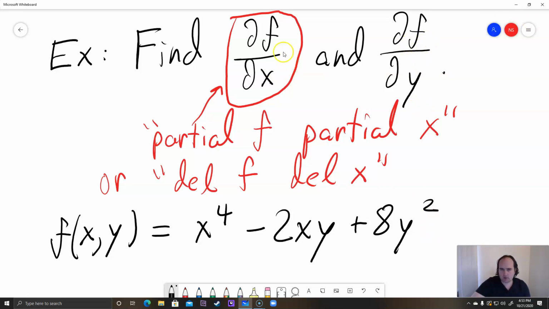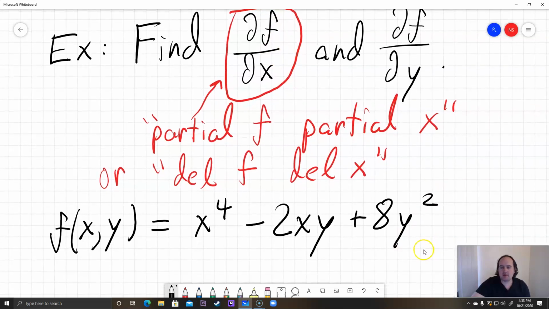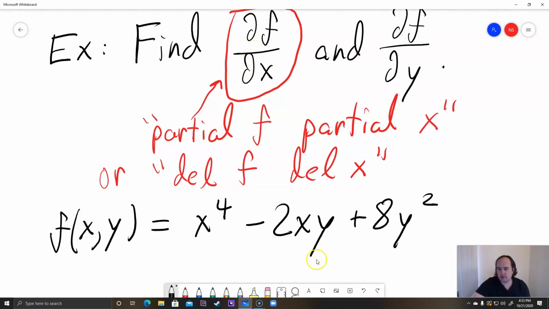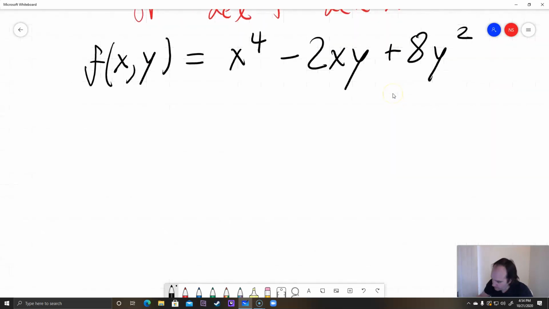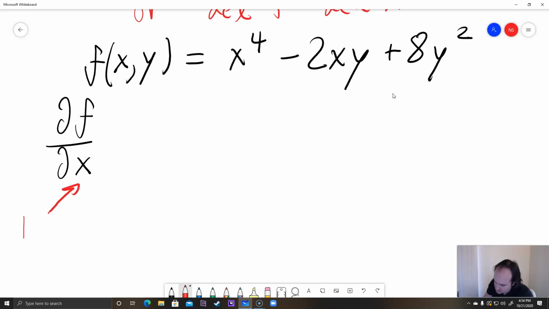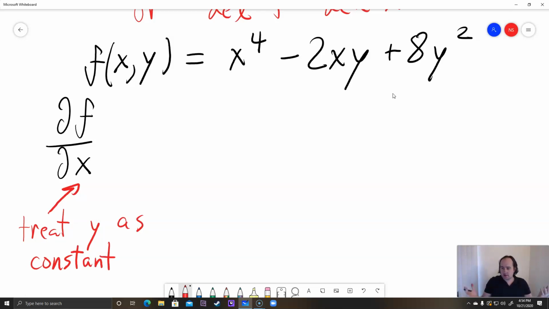So starting with partial f, partial x, basically all we're doing is we're treating any other variable as a constant. So here, for partial f, partial x, or del f, del x, because it's with respect to x, we treat y as a constant. And if there were other variables like z, we would also treat those as constants. But here there's only two variables. So whatever other variables you have, besides the one that you're taking the derivative with respect to, those other variables are all treated as constants. So here, partial f partial x means we treat y as a constant and we just take the derivative with respect to x.